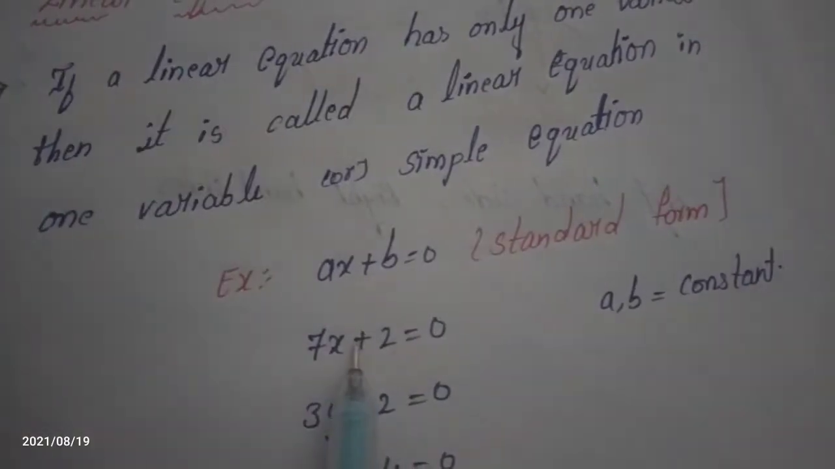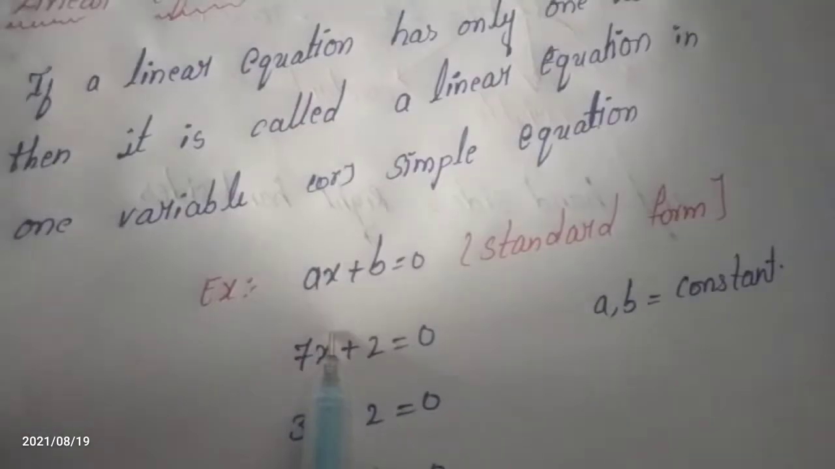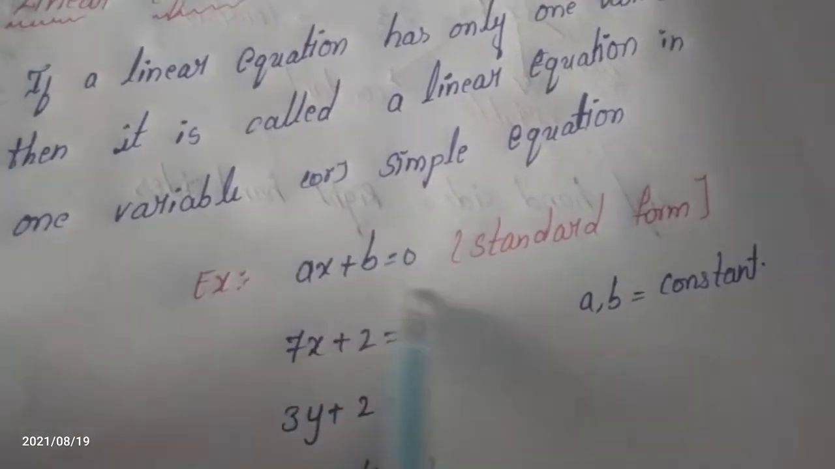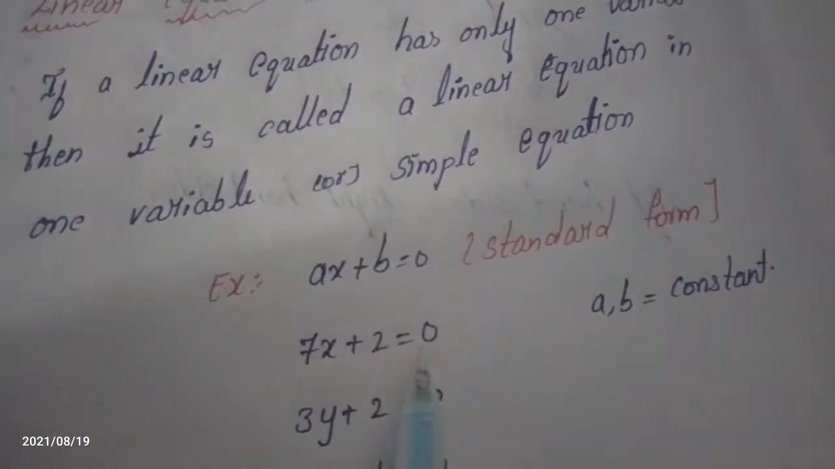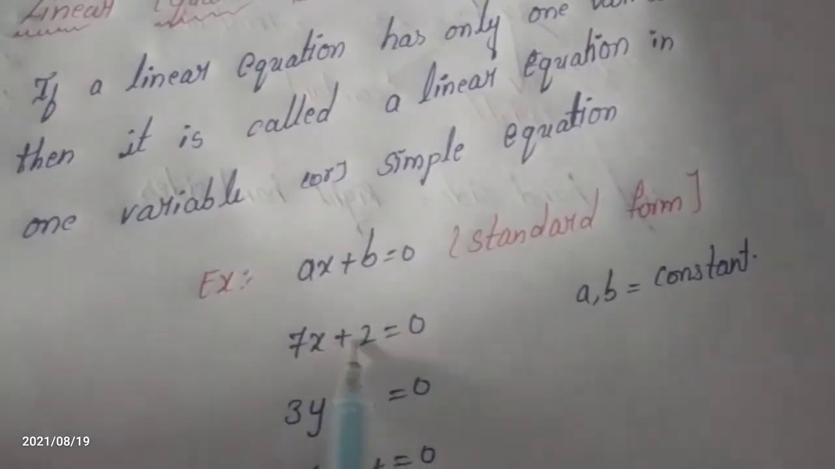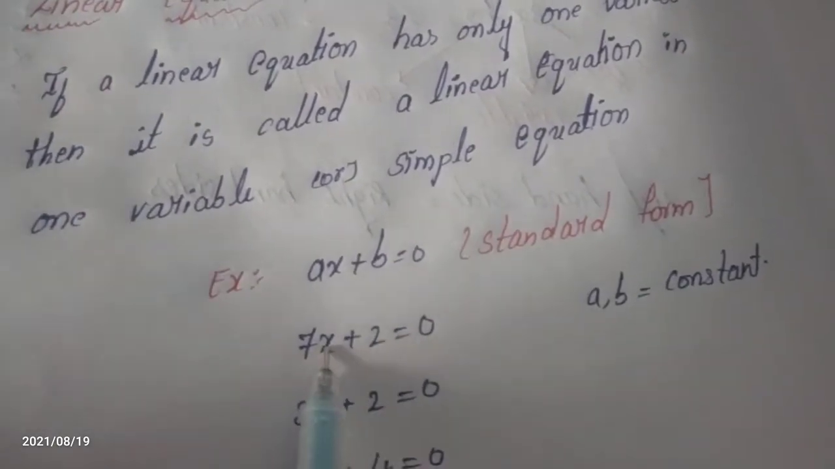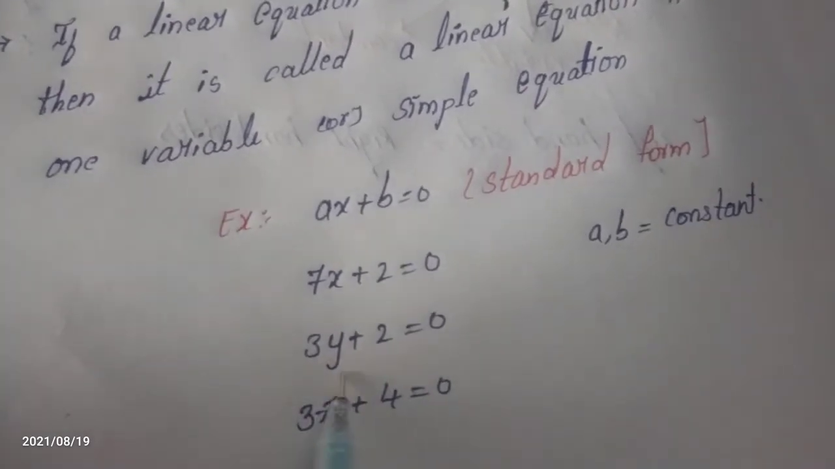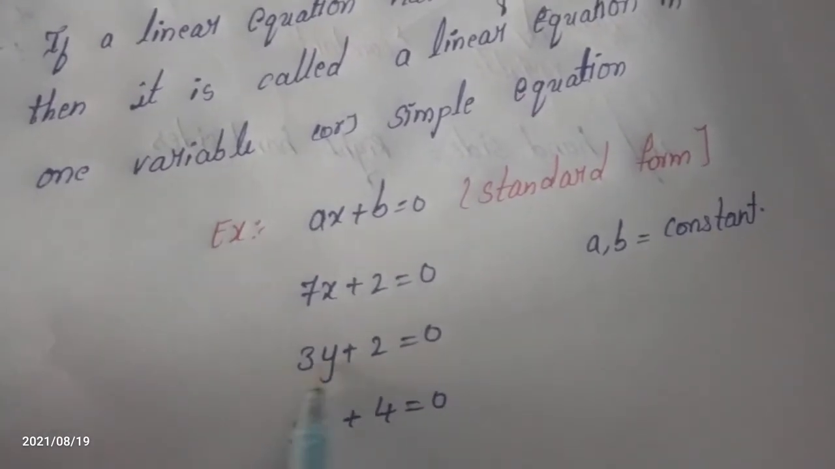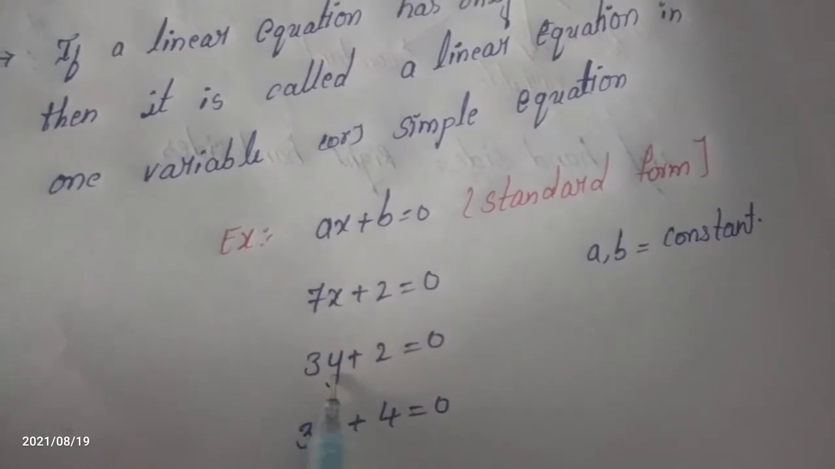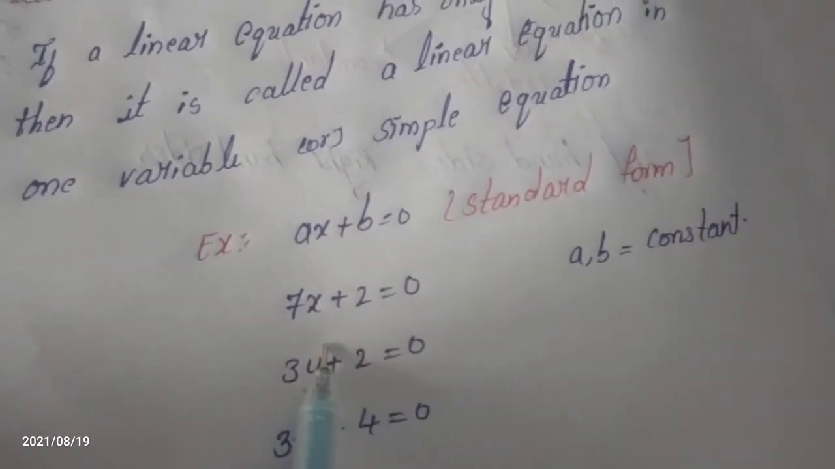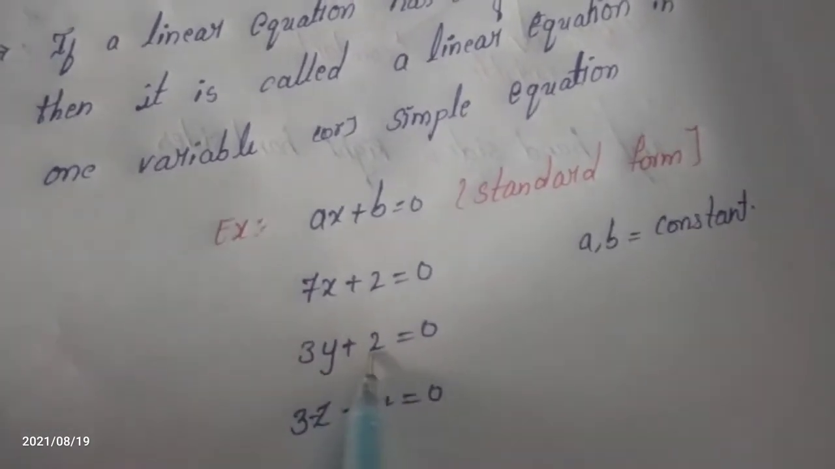I hope you understand the total statement. Here the power is 1 and there is only one variable in the equation, so it can be called a linear equation in one variable. Come to the next equation. Here also there is one variable, y: 3y plus 2 is equal to 0. How many variables? Only one. How many powers? Only one power. It is also a linear equation in one variable.